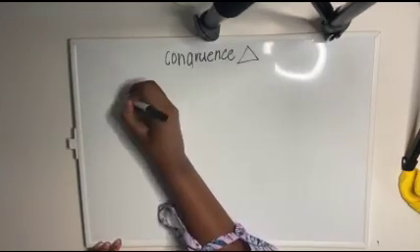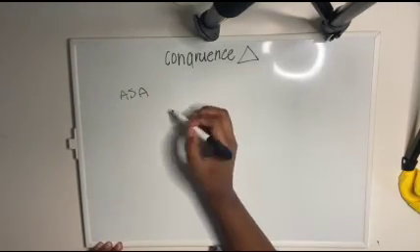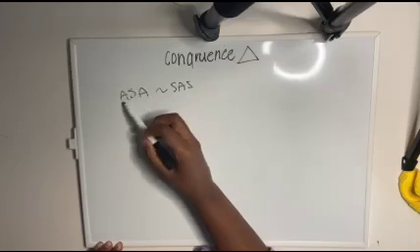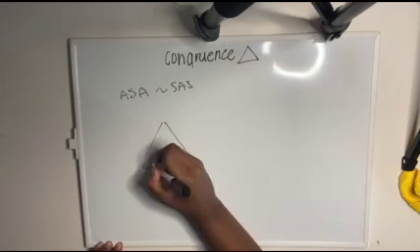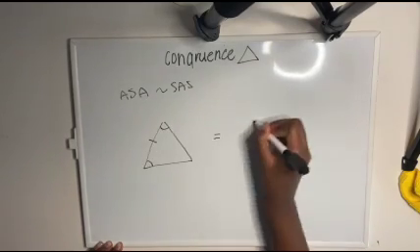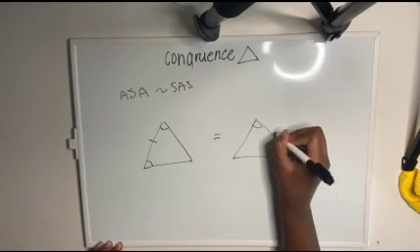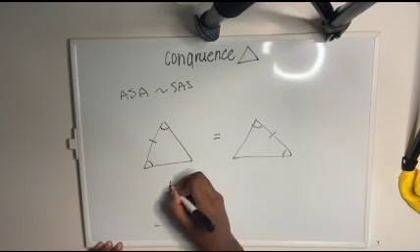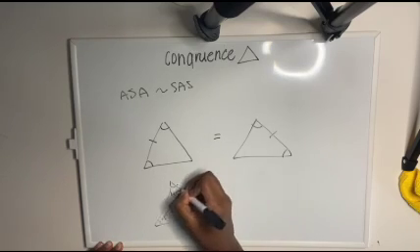The fourth theorem we're going to talk about is angle side angle, or ASA. And this is similar to SAS, but instead of 2 sides squishing a little angle, it's 2 angles squishing a little side. So we have 2 angles and a side that's in between them that are the same.